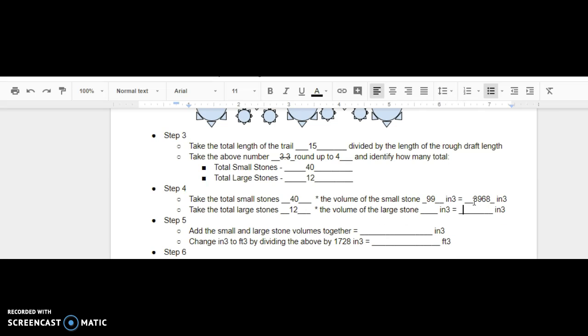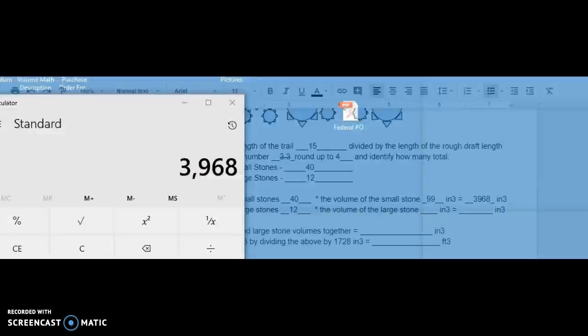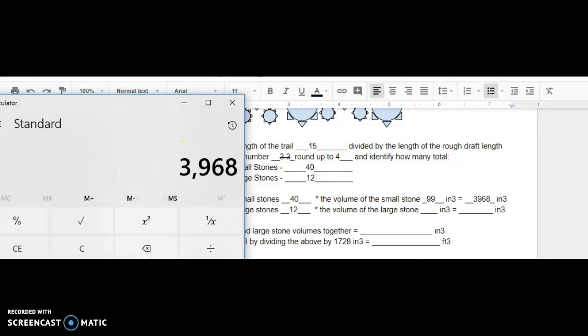We do the same thing with our large stones. I don't remember for sure, but you guys can get these numbers. I think our radius was about 11. We had 11 times 11 times 3.14, which gives us our area. We then take our depth of 2 inches, which gives us a volume of 759.